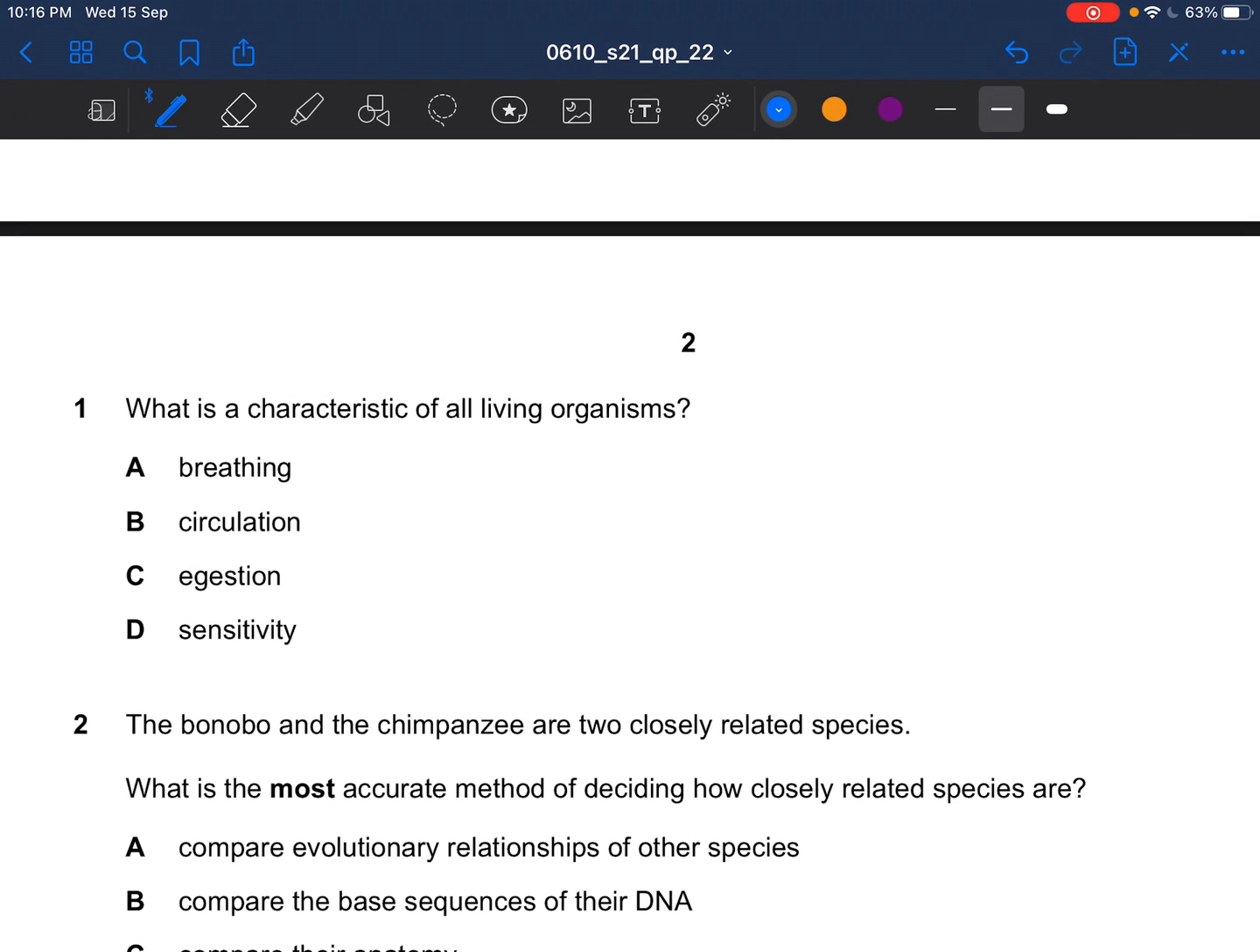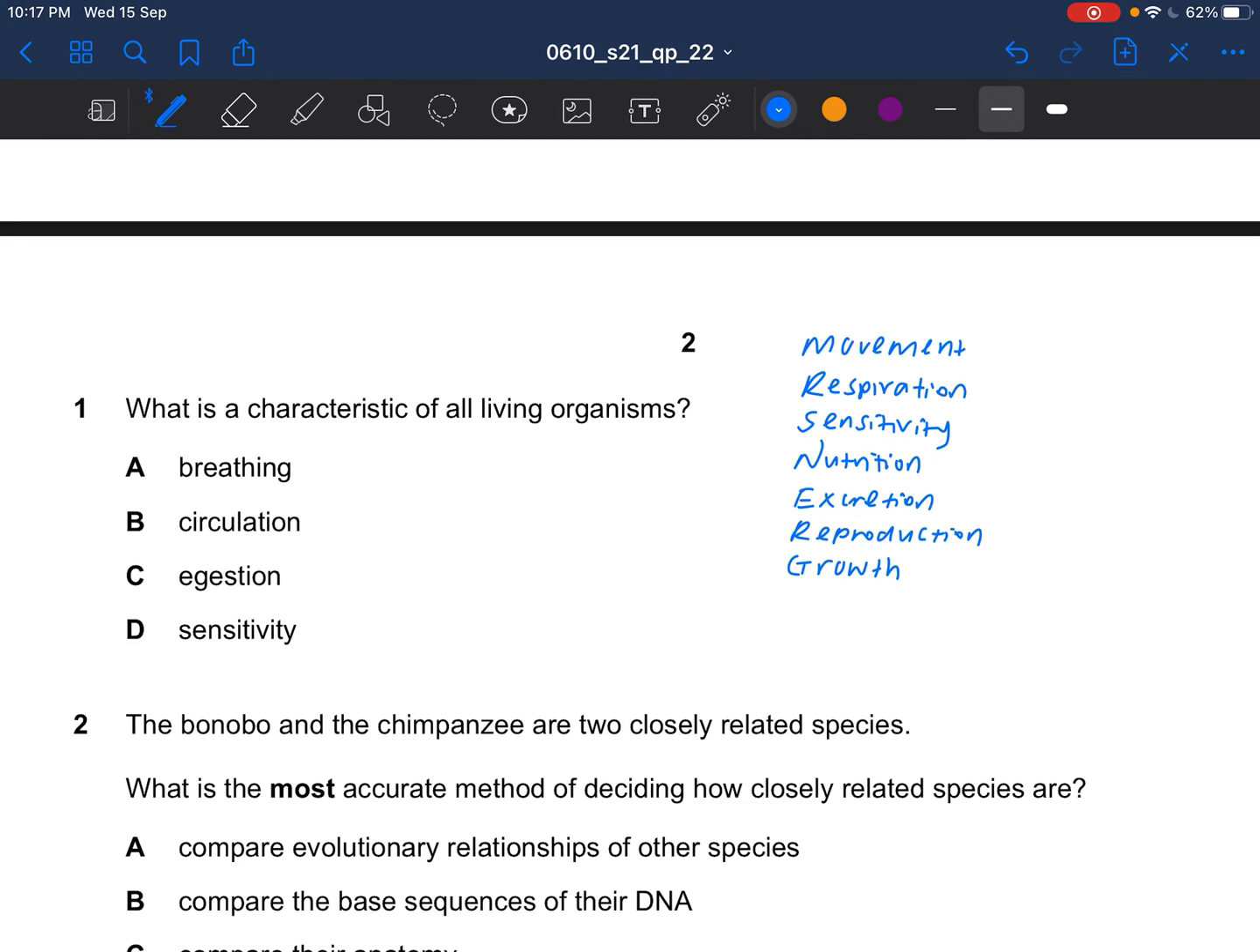Question 1. What is a characteristic of all living organisms? For the 7 life processes, I memorized it by using the mnemonic Mrs Nurk. M is for movement, R for respiration, sensitivity, nutrition, excretion, reproduction, and also growth. So the answer would be sensitivity, which is D.